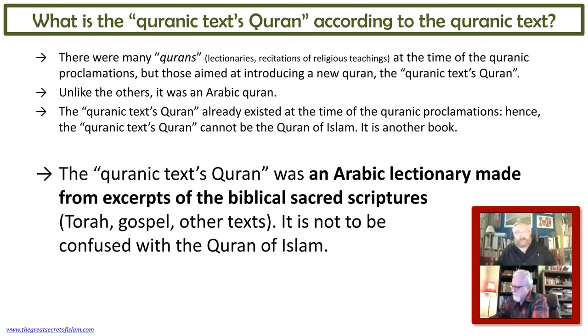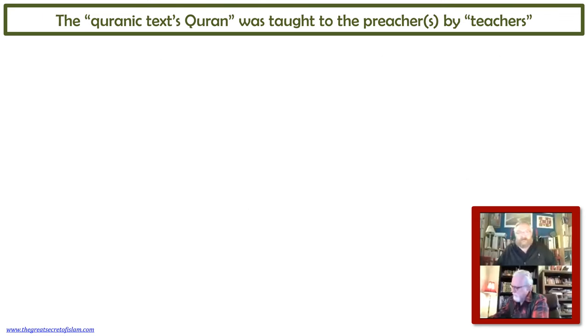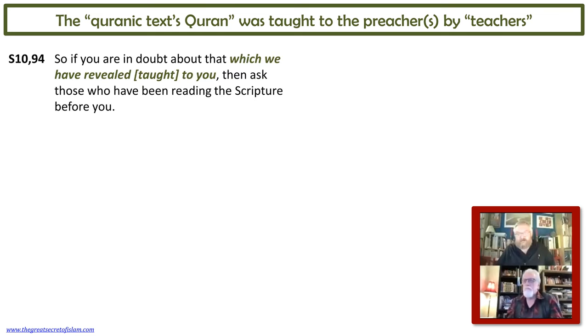But let's go on with our Quranic study, and we will see that in the Quranic text we have also evidence that this Arabic lectionary was being taught to the preachers by some unknown teachers. In Surah 10, verse 94, so if you are in doubt about that which we have taught to you, revealed, but it is a kind of the same word as taught, then ask those who have been reading the scripture before you. So who is this "we" here? Who has taught something to the one that is preaching?